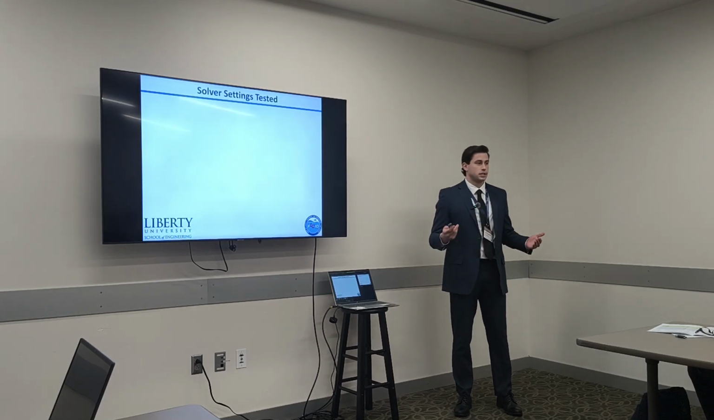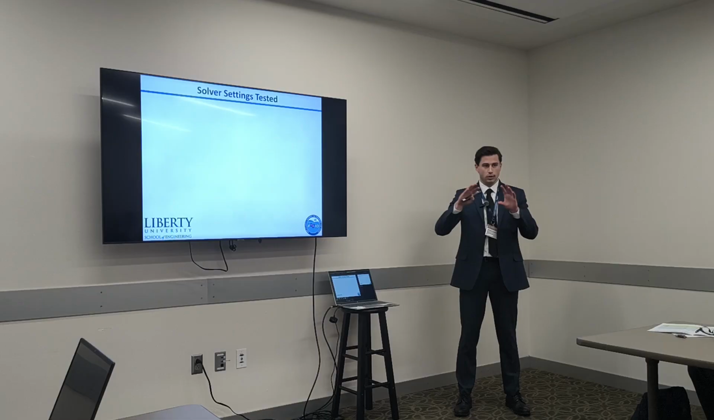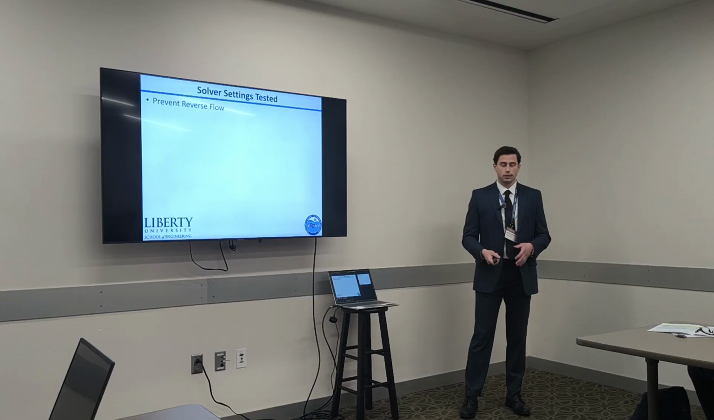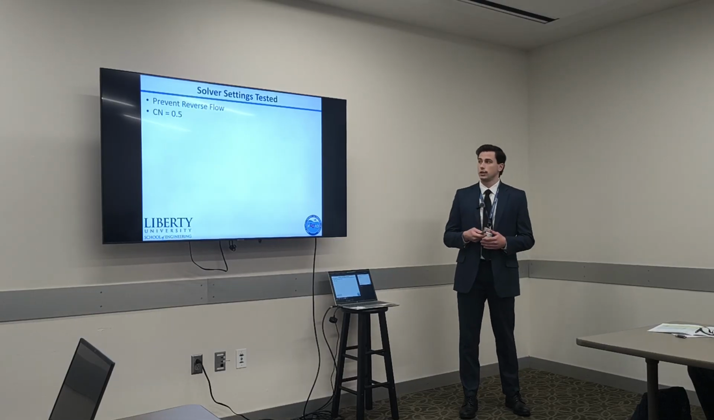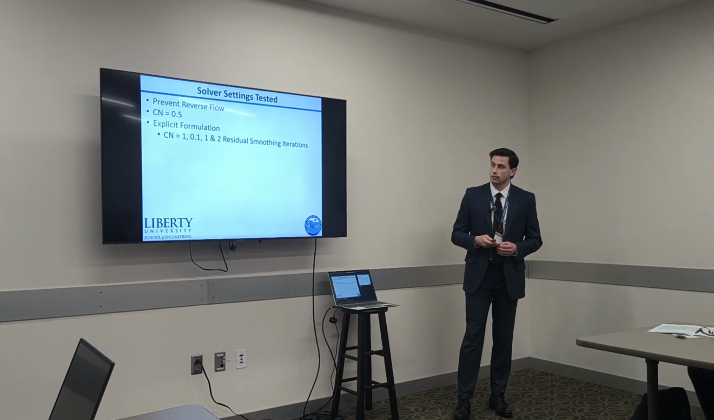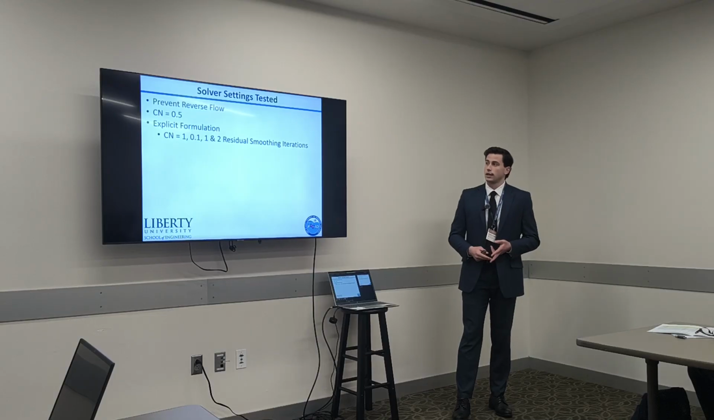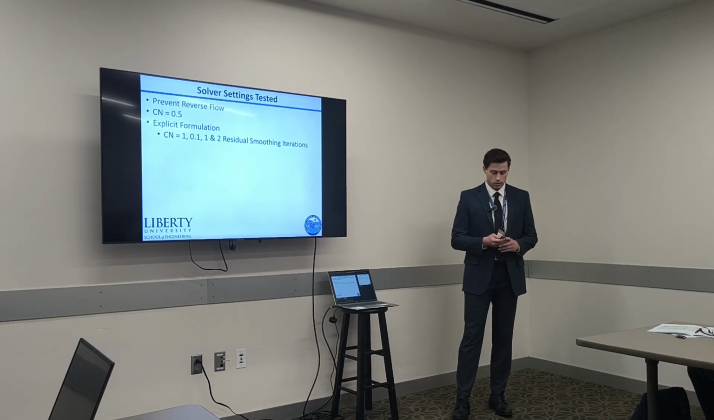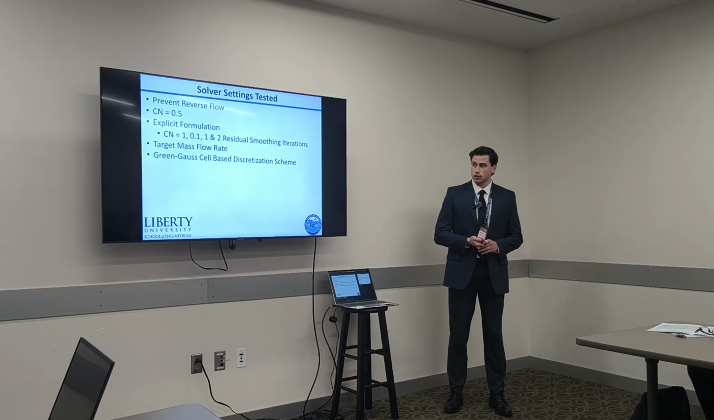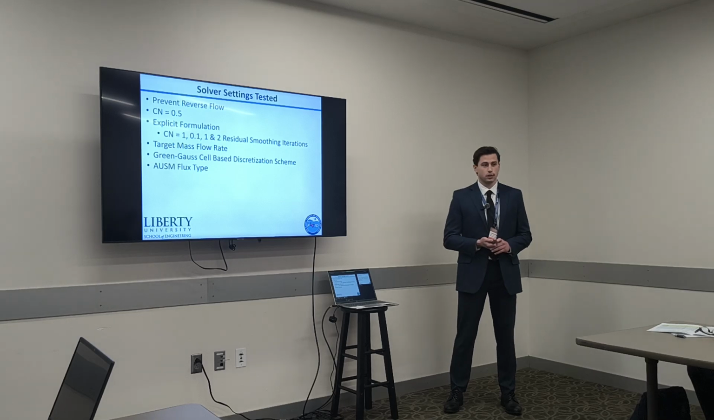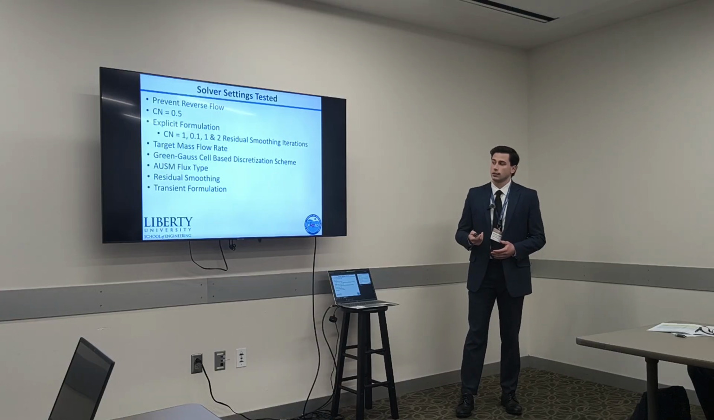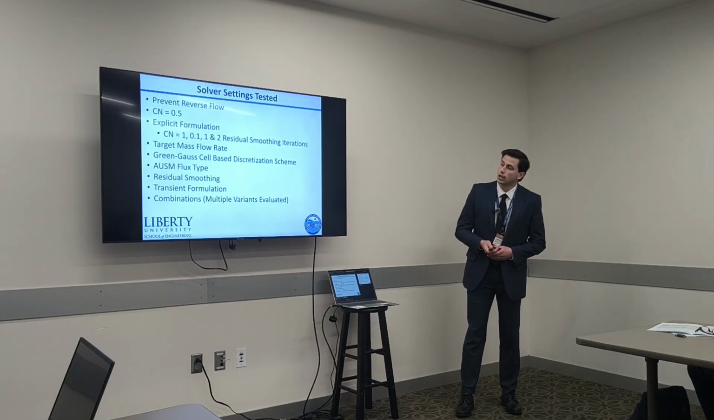So moving on to the solver settings that we tested, this is with the original mesh we showed, that green mesh that we showed you. We used a prevent reverse flow command. It's something you can define in the inlet and the outlet. We reduced the Courant number to 0.5. We tested an explicit formulation with Courant numbers of 1 and 0.1, and also 1 and 2 residual smoothing iterations. We used a target mass flow rate, a Green-Gauss cell-based discretization scheme, an AUSM flux type, a number of other residual smoothing iterations, as well as a transient formulation simulation.